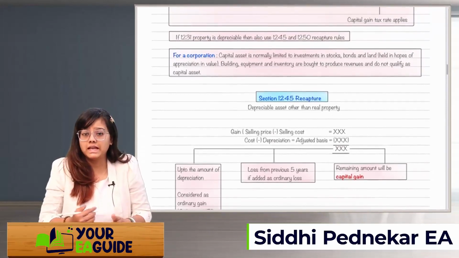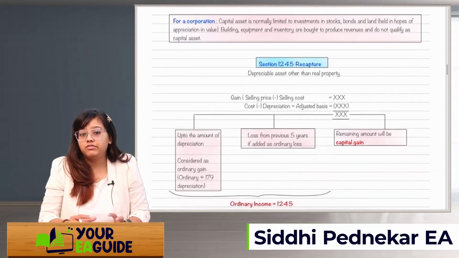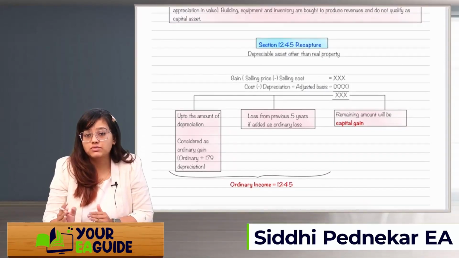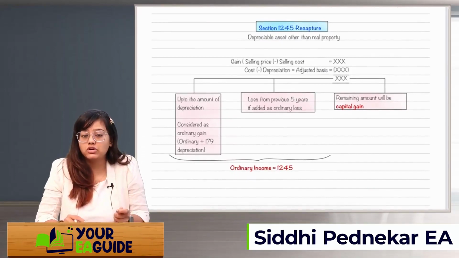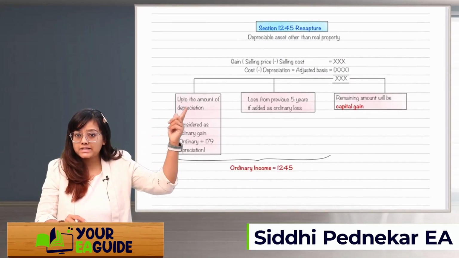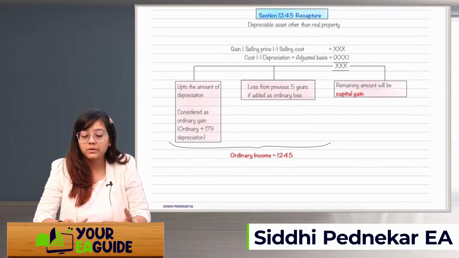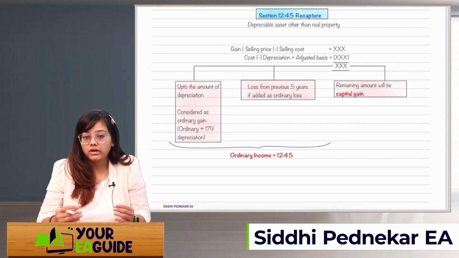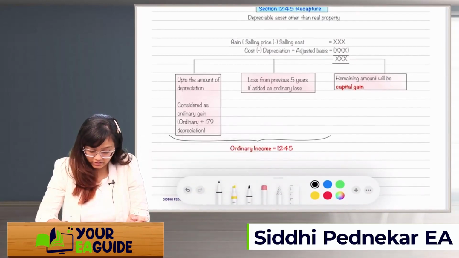Now what will happen when you're selling 1245 property? You will have to calculate the gain first. How will you calculate the gain? It's simple: selling price minus selling cost. This is what you have recovered. You will reduce the adjusted basis of that property. The cost minus the depreciation which you have claimed on that property will be your adjusted basis. So whatever gain you have incurred by selling that property, minus the adjusted basis of the property, you will get the amount of gain.